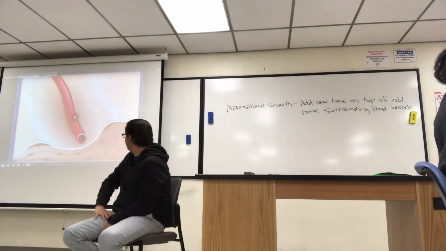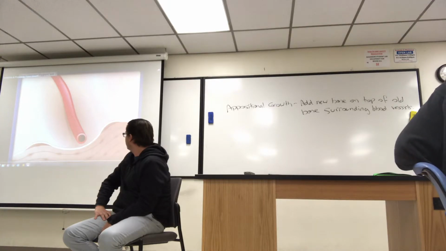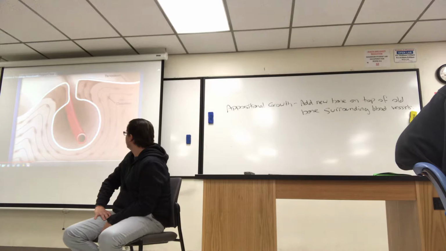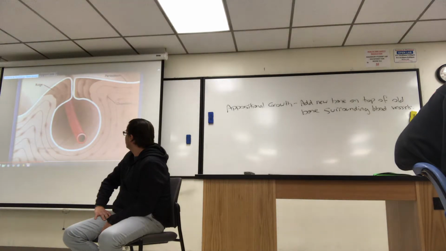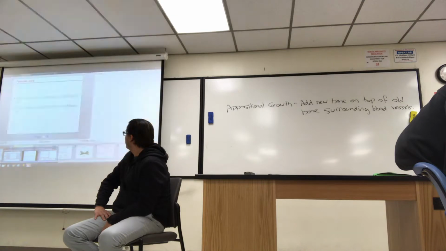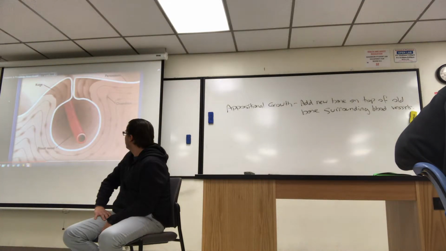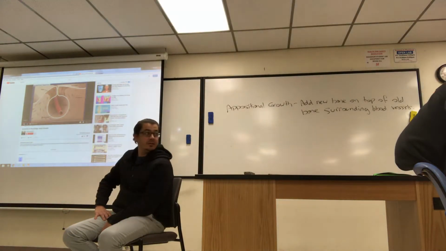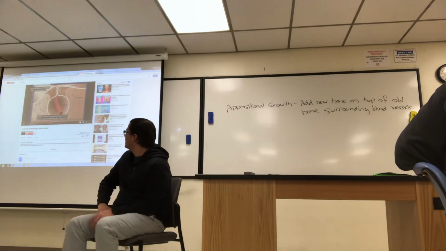Bones grow through the process of appositional growth, the formation of new bone on the surface of older bone or cartilage. Osteoblasts beneath the periosteum lay down bone to form ridges around a blood vessel. The blood vessel lies in a groove between the ridges.